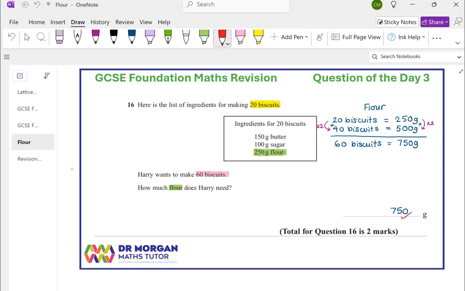There's one mark for the answer. And there's a mark for the method, however you do it. This was my method, but there are many others that would get that mark as well.